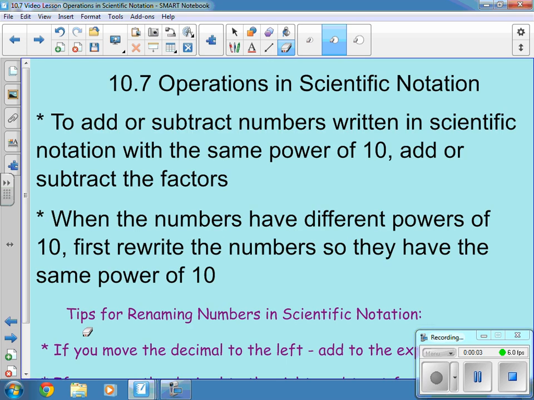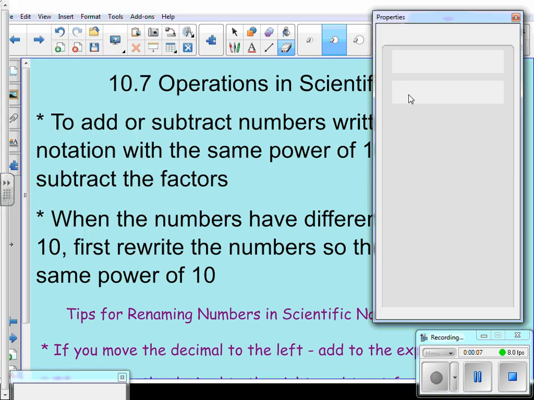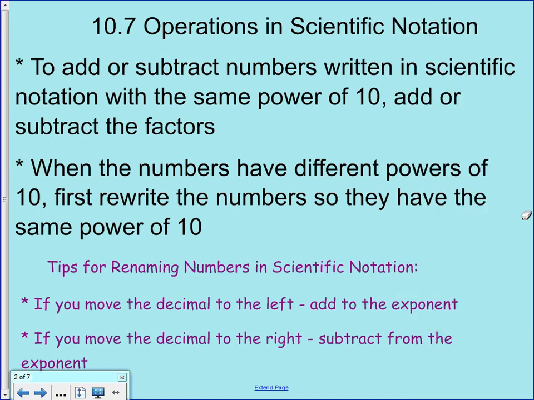Welcome to video lesson 10.7 on operations in scientific notation. Okay. Now, basically our learning objective here, I didn't write it out for this one, but is to just perform operations with numbers that are written in scientific notation. And then we'll start with some notes.